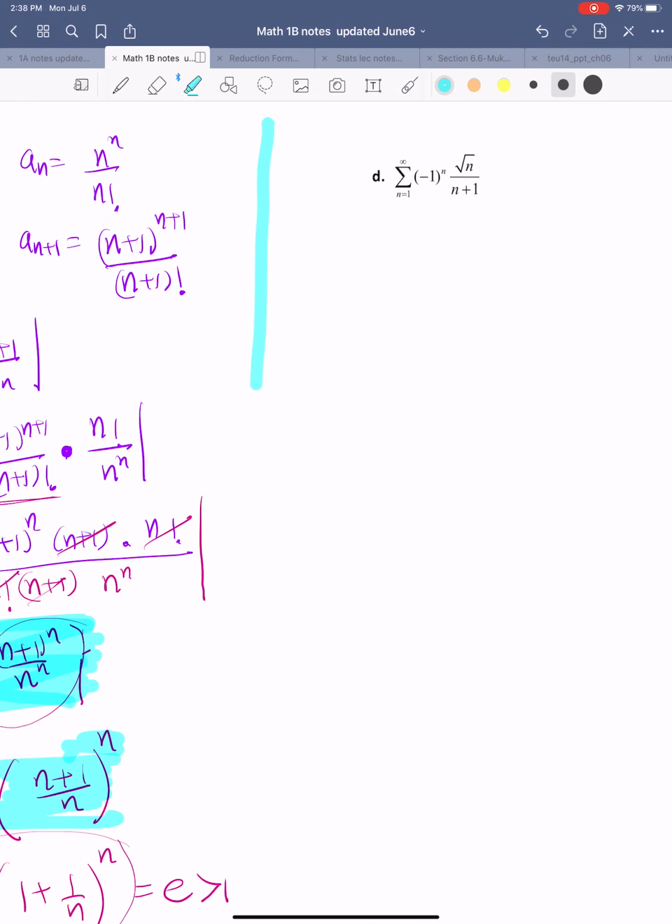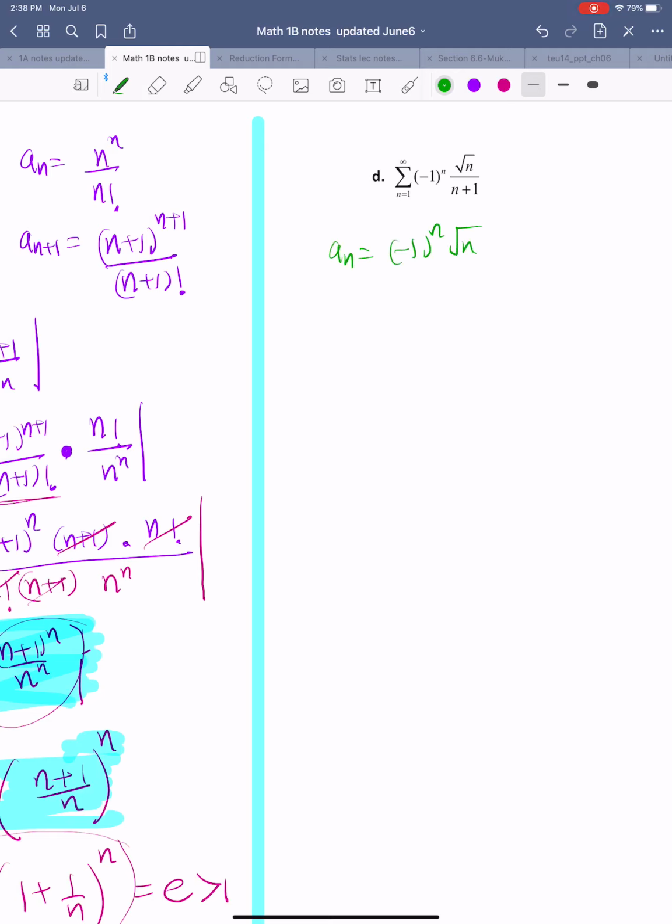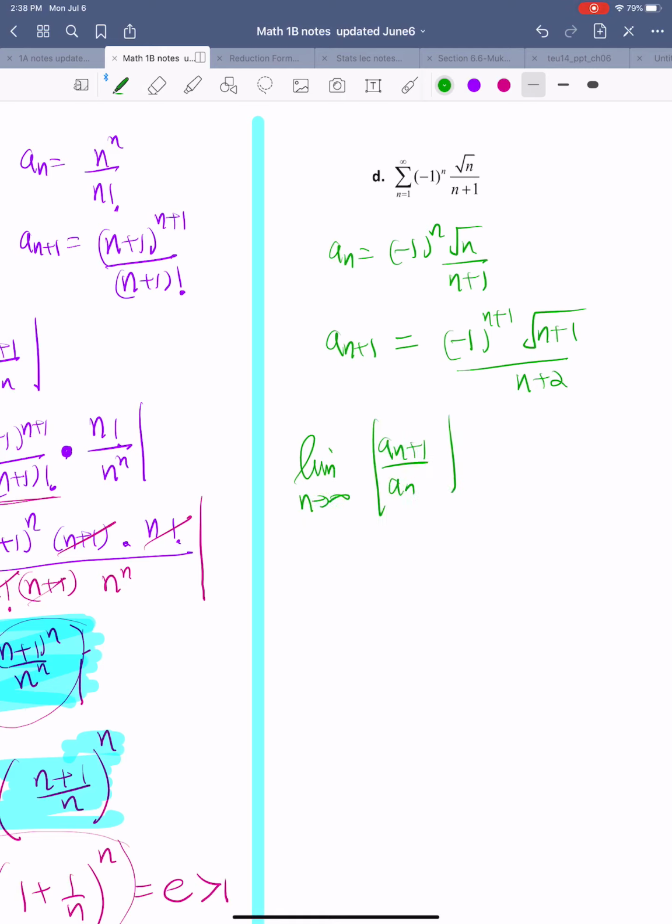Next example. In the next example, we have a_n equal to negative 1 to the power n, square root of n over n plus 1. a_(n+1) is negative 1 to the power n plus 1, square root of n plus 1 over n plus 2. So let's go ahead and do the limit as n goes to infinity of the absolute value of a_(n+1) over a_n.